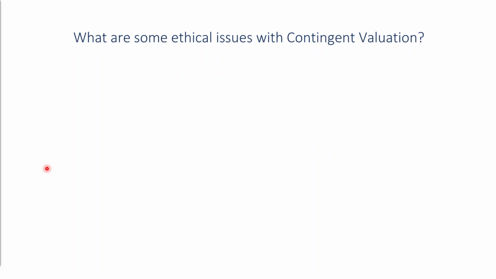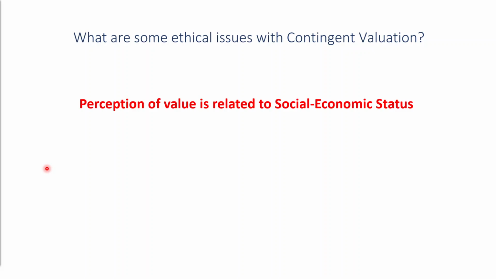Now, what are some ethical issues with contingent valuation? So keep in mind, perception of value is related to socioeconomic status. Even though these are hypothetical questions, when you ask about willingness to pay, people will reference their own income. So if you ask a poor person or people from poor communities how much they are willing to pay, regardless of whether they actually understand what it would mean to actually have to pay, they're going to use their income as reference.